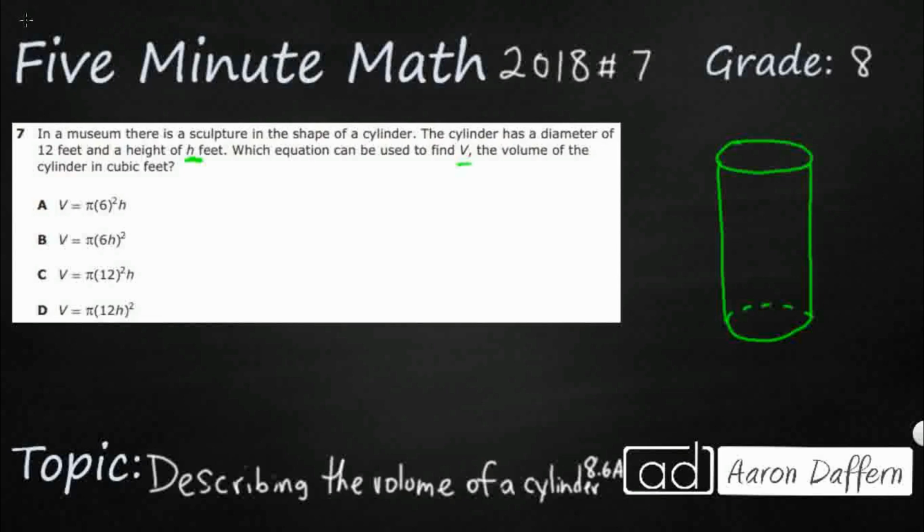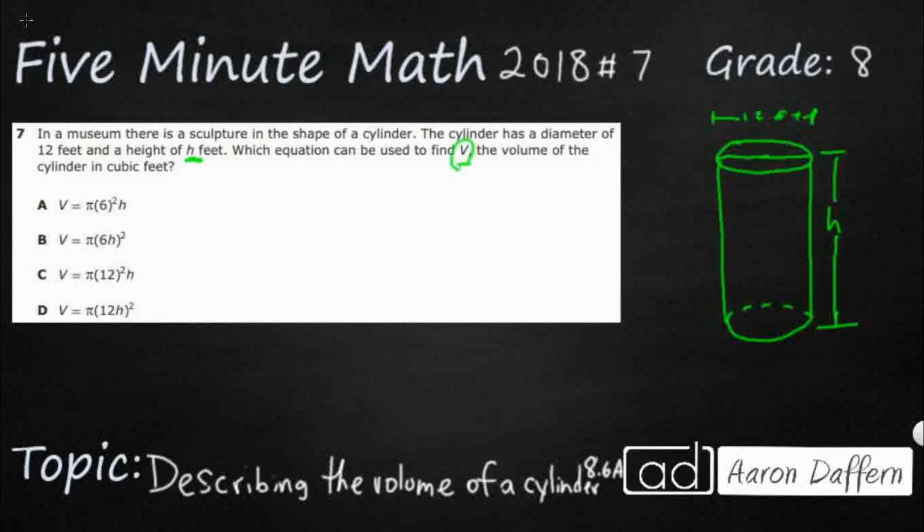So what do we know about this? It has a diameter of 12 feet. Remember, the diameter is a straight line. It goes side to side, but it has to go through the center. So we're just going to write 12 feet right there, with some little marks to show that it's going from side to side. And then our height is h. That's not very helpful, but those are our two measurements: 12 feet as a diameter, and then h. And so we need to find the volume.